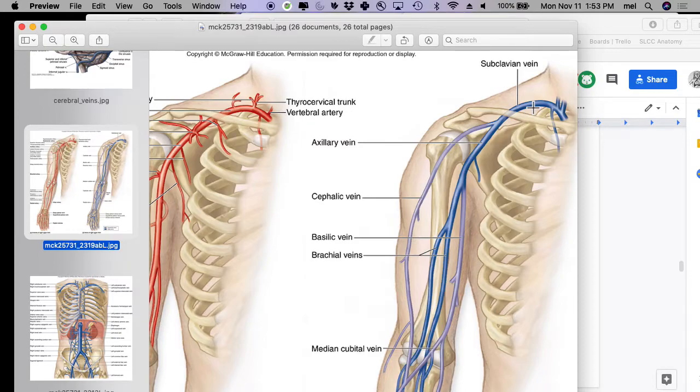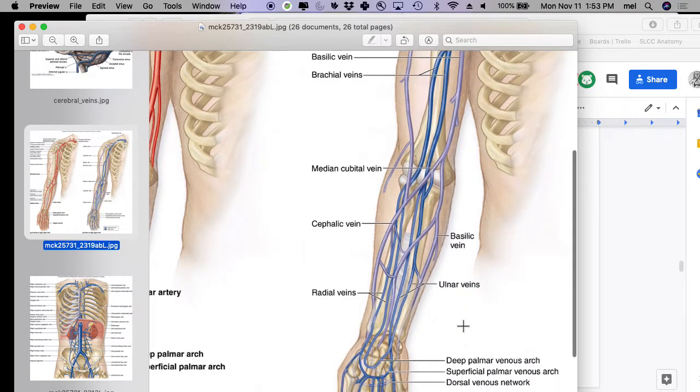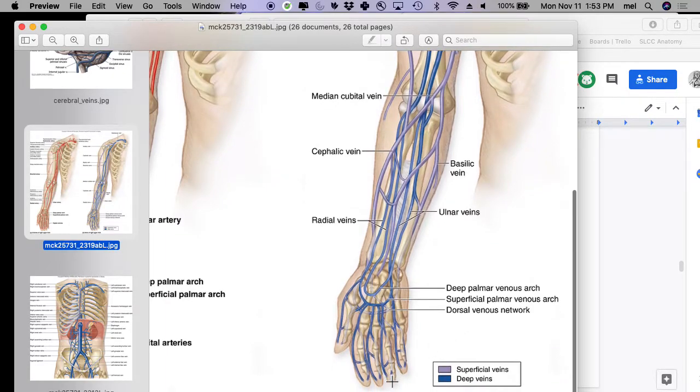So basilic and cephalic ultimately end up in the subclavian vein. Okay, so that's the superficial drainage, right? And then the deep drainage is easier. The deep drainage, again, digitals, follow those up. This time the palmar arch is going to be more anterior. It's called the superficial palmar arch, palmar venous arch.